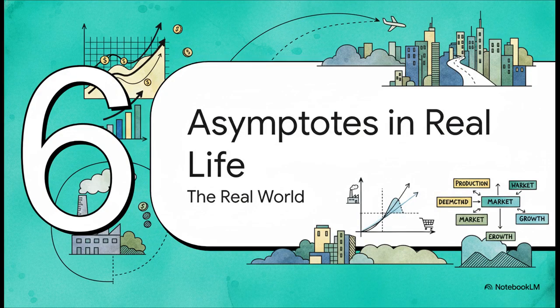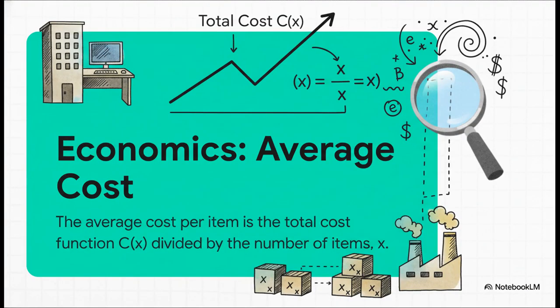So, you might be sitting there thinking, okay, this is a neat math trick, but when would I ever actually use this? Well, let's check out a really cool real-world application from economics. So in business, you've got a total cost to make something. It includes fixed costs, like rent for the factory, and variable costs that go up with each item you make. If you want to find the average cost for just one item, you just take that total cost function and divide by x, the number of items.